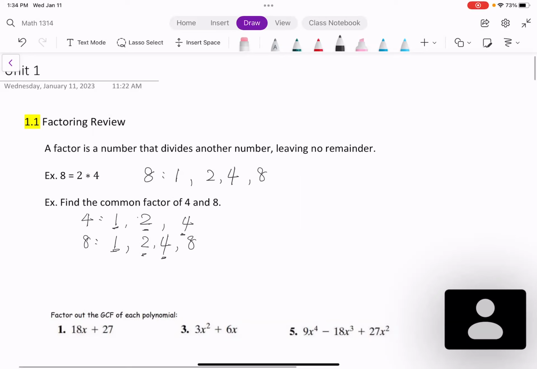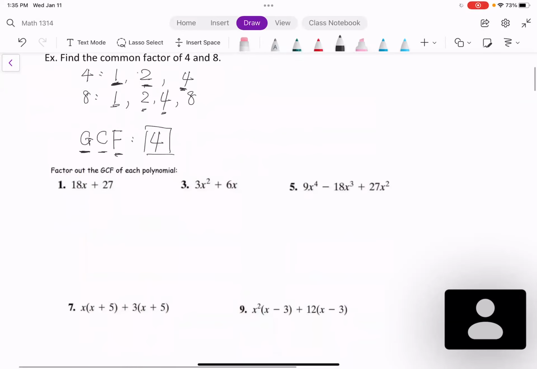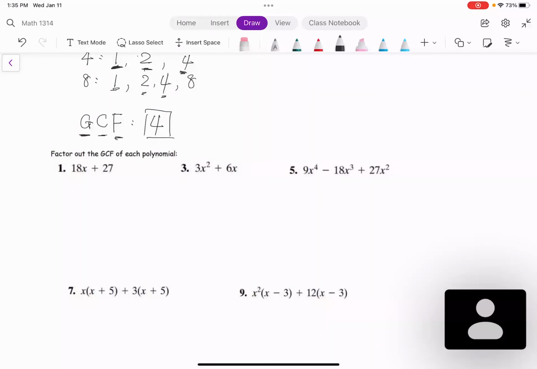Here is the definition. What is the GCF? GCF means greatest common factor. So the greatest common factor from 1, 2, and 4 is 4. That's the greatest number from the common factors. So let's see the example: factor out the GCF of each polynomial.